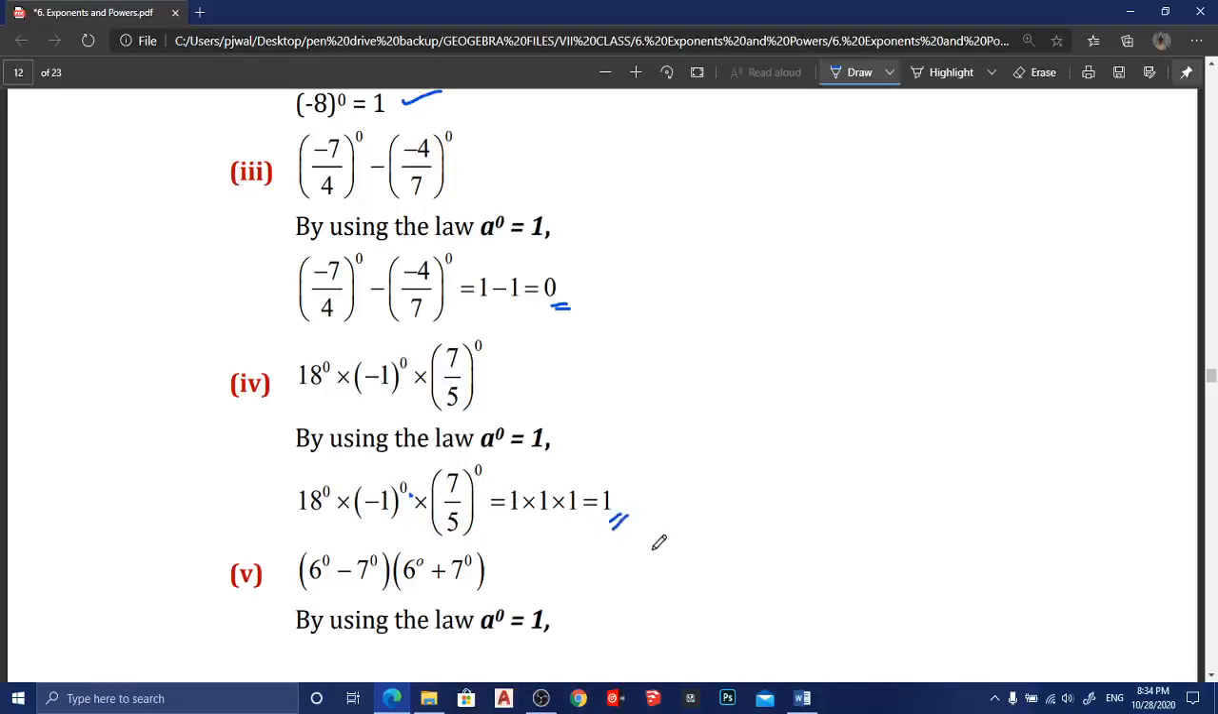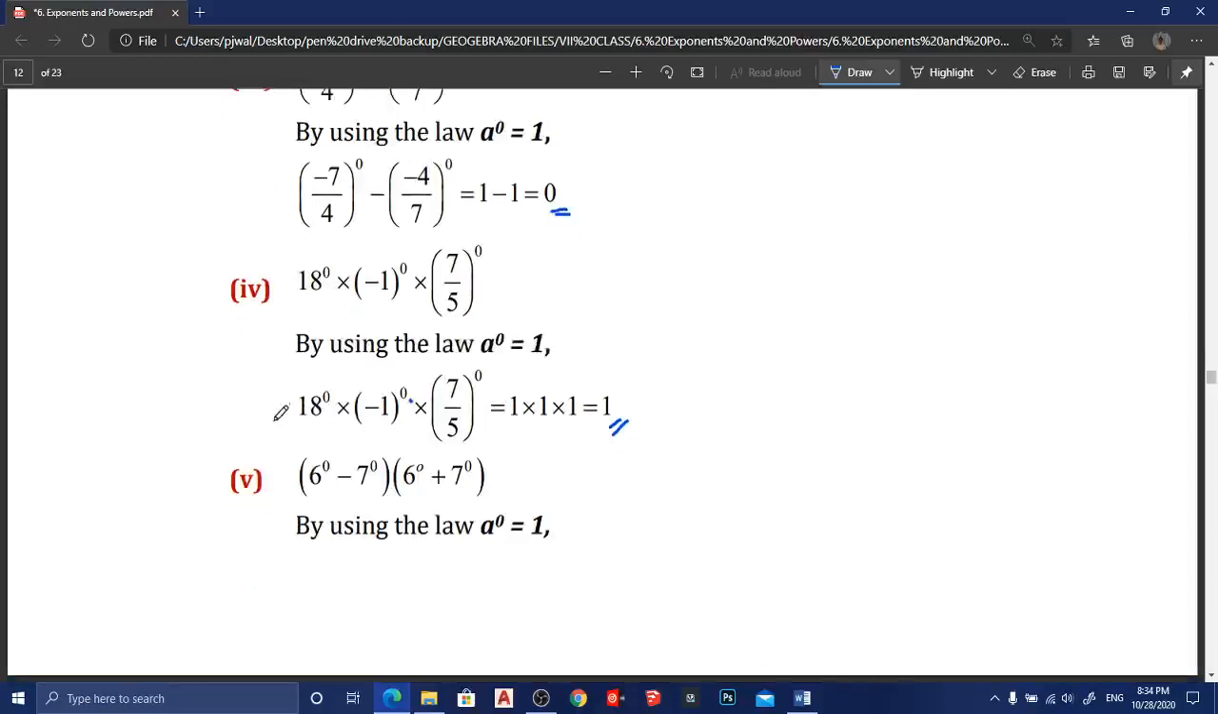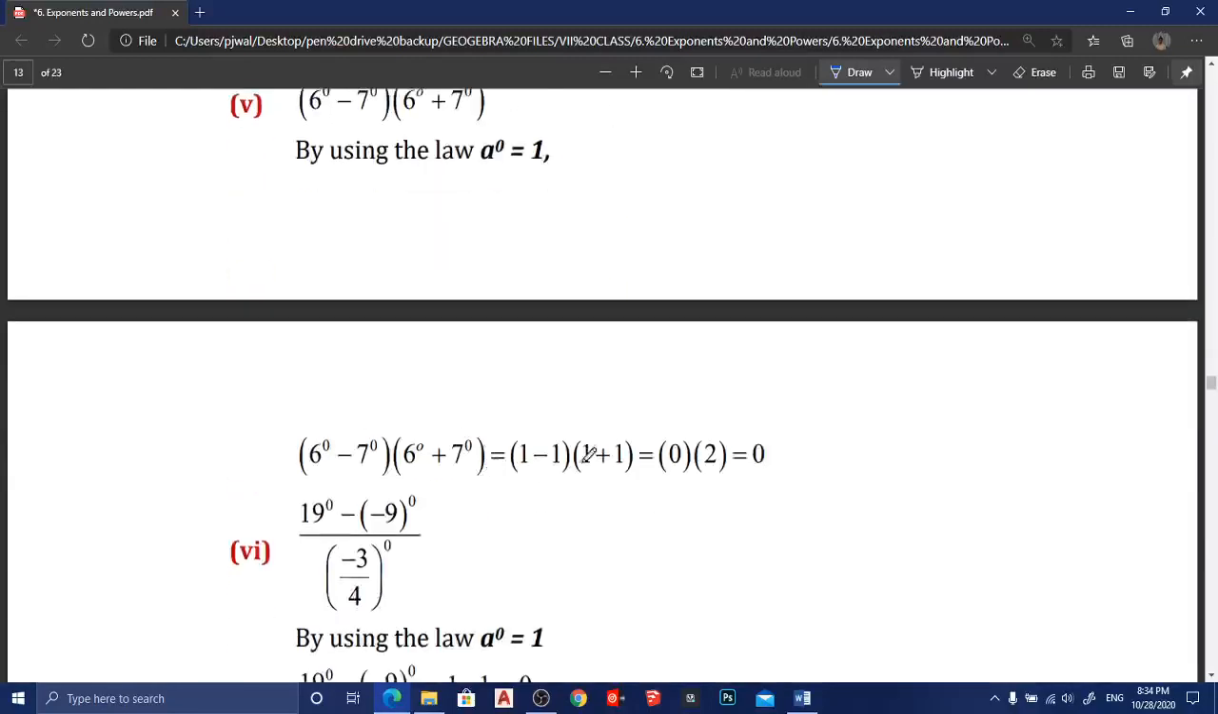We get 1 here. Here 6 to the power of 0 minus 7 to the power of 0, into this bracket means into here, 6 to the power of 0 plus 7 to the power of 0. Now in place of all these terms you can write 1. 1 minus 1 into 1 plus 1. 1 minus 1 is 0, into 1 plus 1 is 2. 0 into 2 is 0.